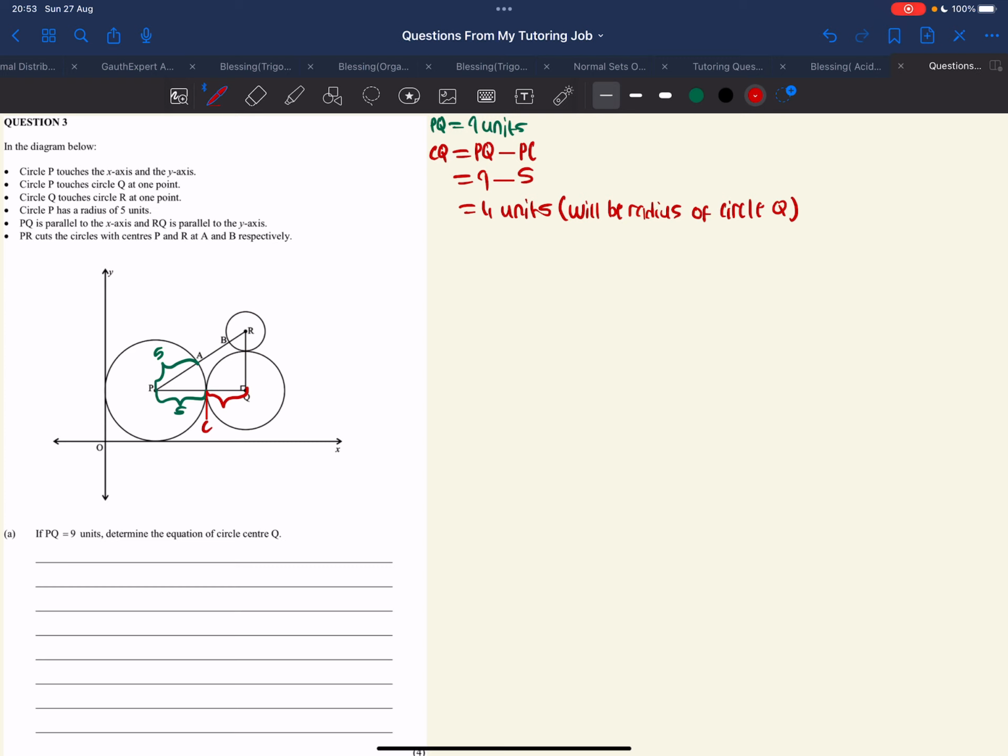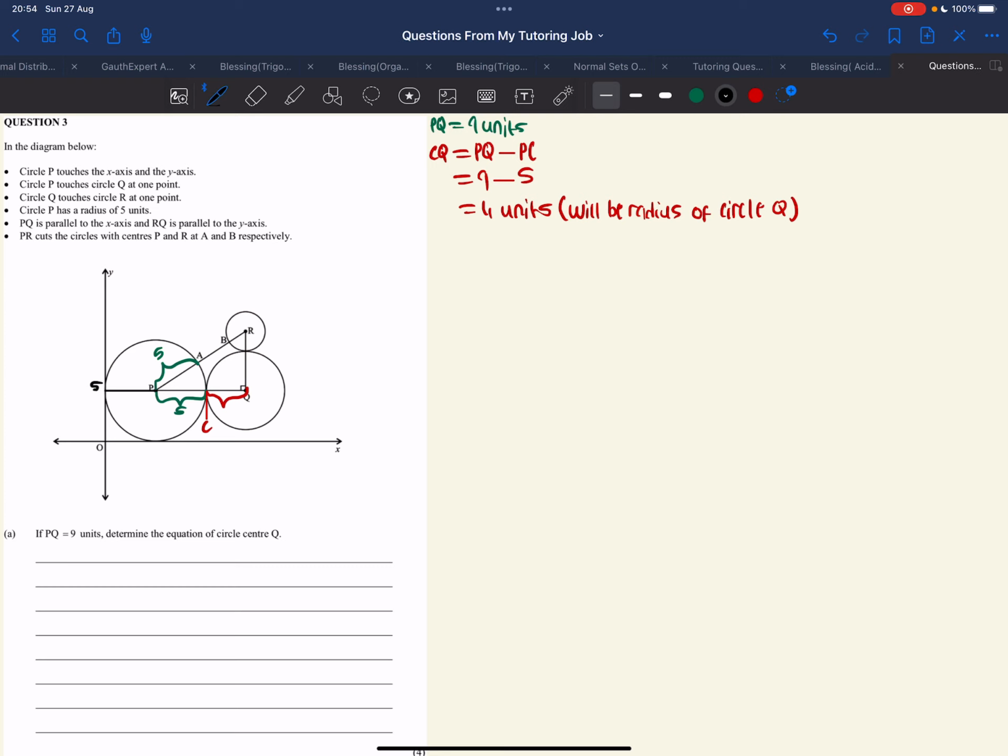Now to find those coordinates, we're going to do this. Let's extend line PQ until it touches the y-axis. So we're going to extend it again until it touches here. Let me just do it better. Now if I extend that line PQ until it touches the y-axis, let's call that point S.